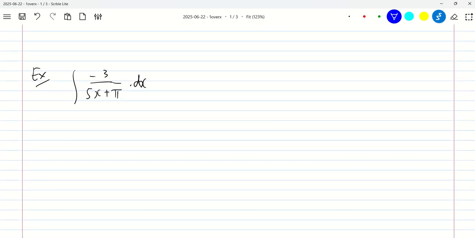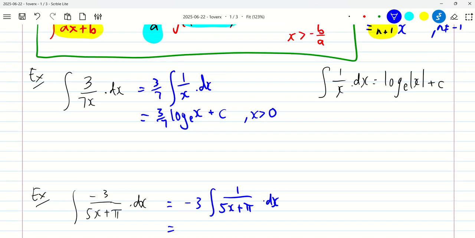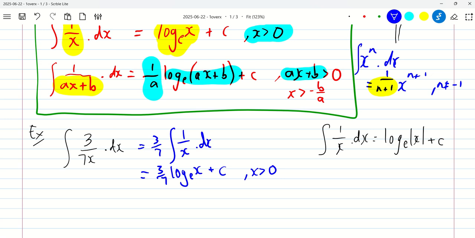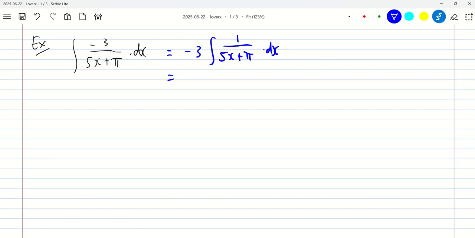Nice and easy. Let's have a look at this one here. Again, I'm going to take that -3 out the front, because constants just make things messy, and I like them sitting out the front so we know we don't have to deal with them. We already know what the antiderivative of this is. That's the ax plus b situation, so it's 1 over a, log e of ax plus b. So it's going to be -3, then 1 over 5 comes out the front, and then log e of 5x plus pi.